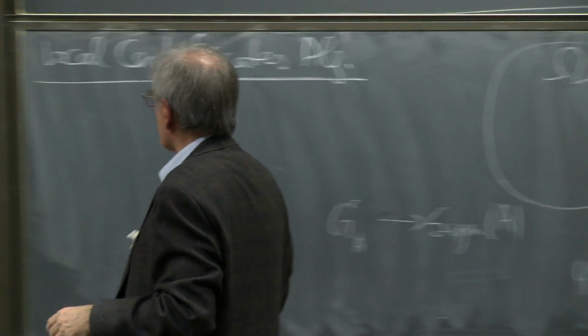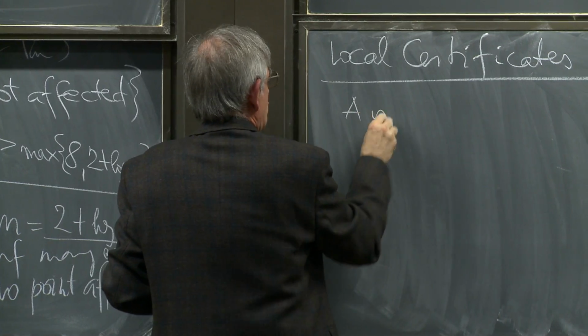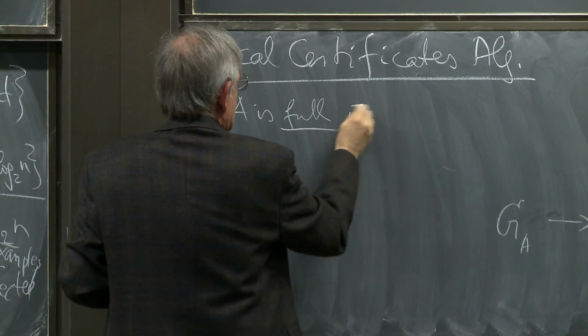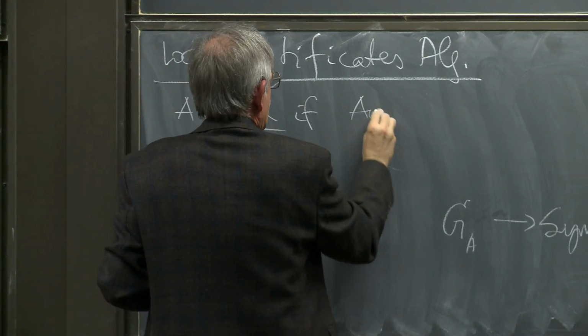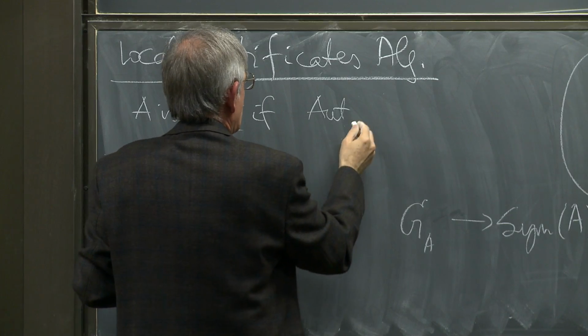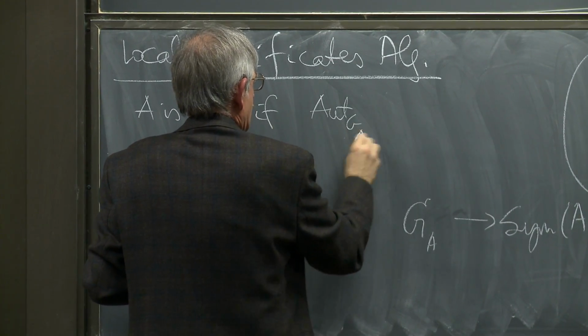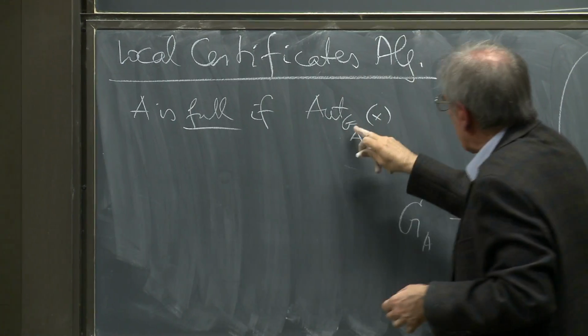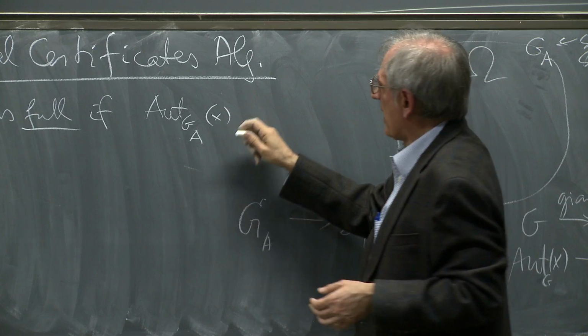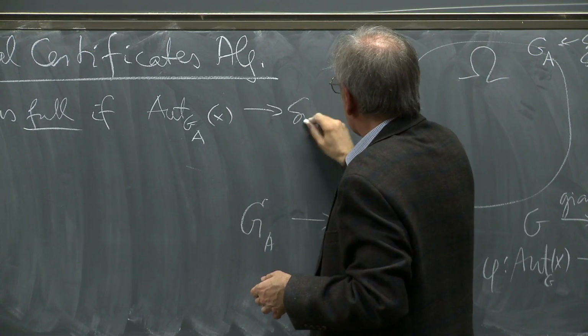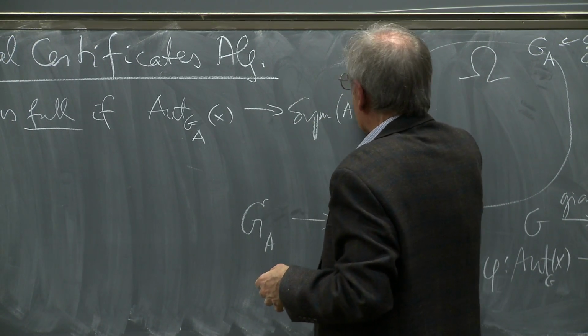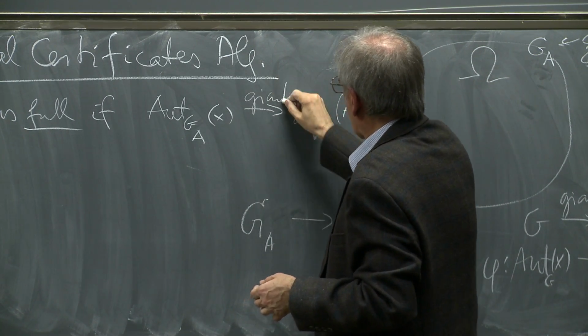And so here is my definition. A is full if, when I map the automorphism group, not in G, but in G sub A, to the symmetric group of A, then this is a giant. Okay?